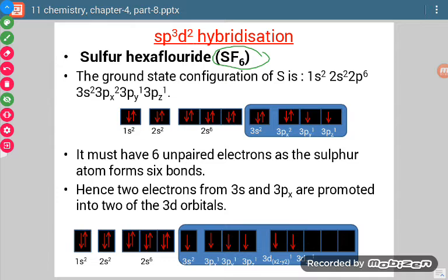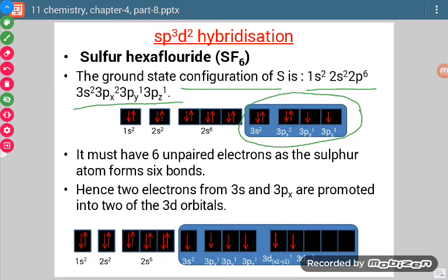Now here we have taken the sulfur hexafluoride molecule, SF6. The ground state of sulfur has the electronic configuration 1s2, 2s2, 2p6, 3s2, 3p4. So 3p4 means 2 electrons in px, 1 in py and 1 in pz. The valence shell in this case is 3s2, 3p4. There are a total of 6 electrons, and out of those 6 electrons, there are 2 unpaired electrons in its ground state.